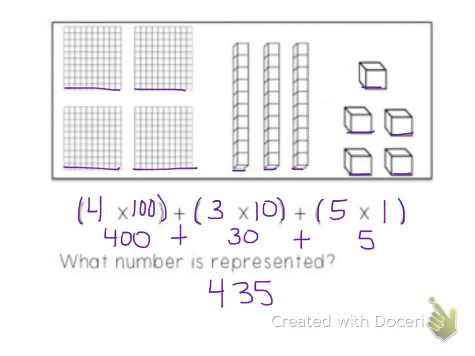So the way that we would write it in expanded form would be using the parentheses and the multiplication. So 4 times 100 plus 3 times 10 plus 5 times 1. So what that's saying is that we have a 4 in the hundreds place. So we have 4 hundreds plus 3 tens plus 5 ones, and we put that together, we get 435. So that's one way to show the expanded form for numbers using place value blocks.